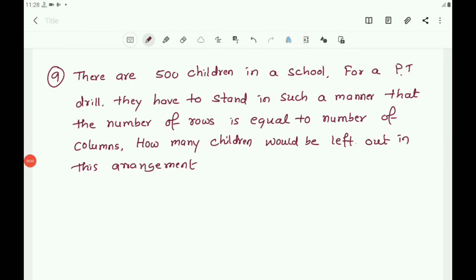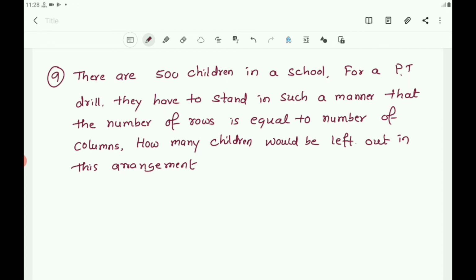Now you take the ninth question. What is that question? There are 500 children in a school. For a PT drill, they have to stand in such a manner that the number of rows is equal to the number of columns. How many children would be left out in this arrangement? Here the given number is 500. 500 children are there. And you know that 500 is not a perfect square.